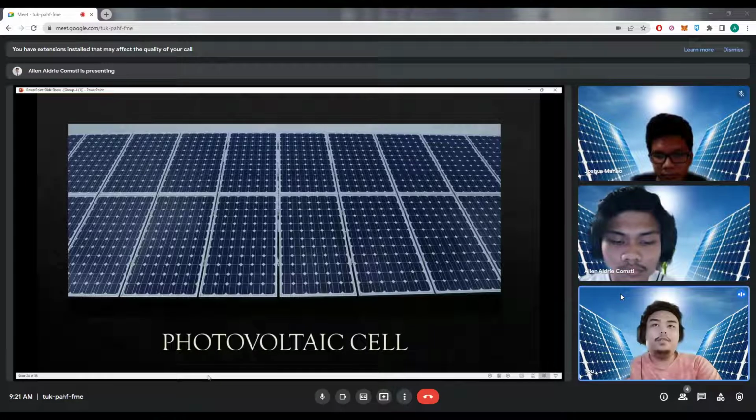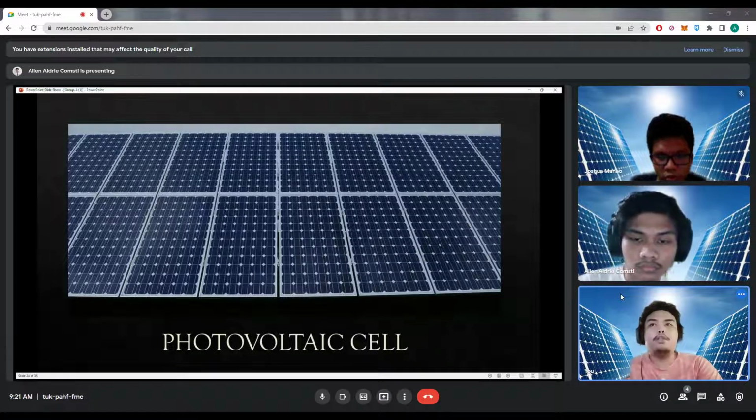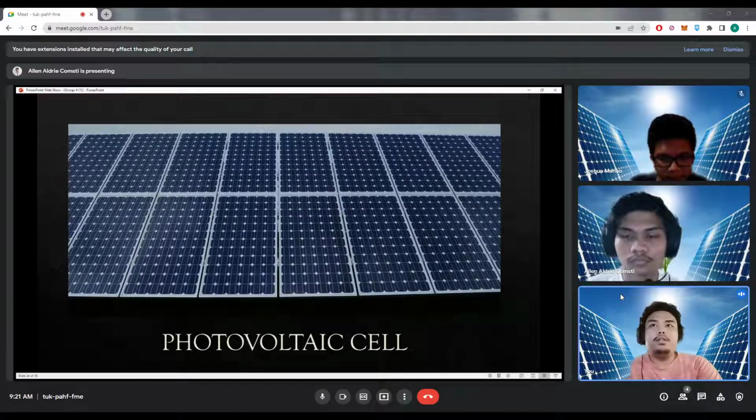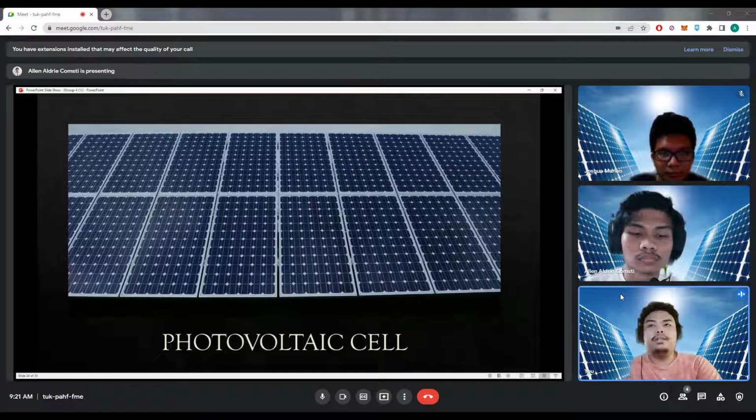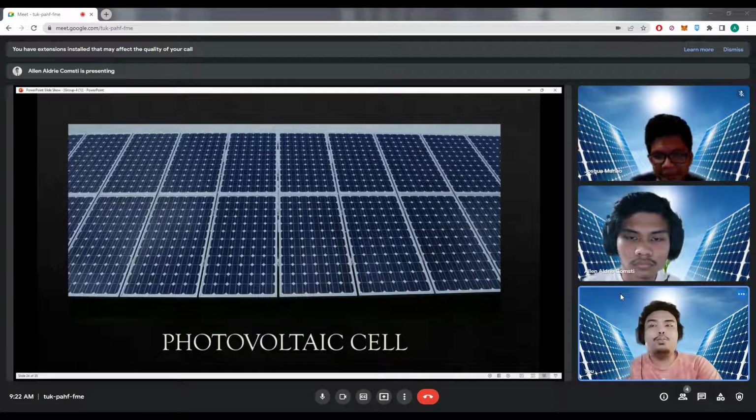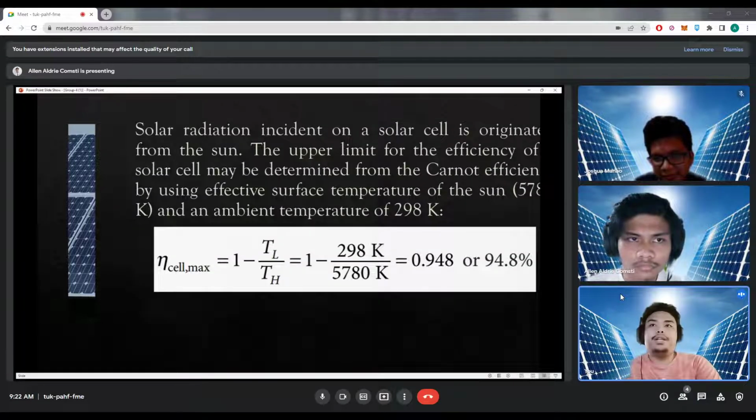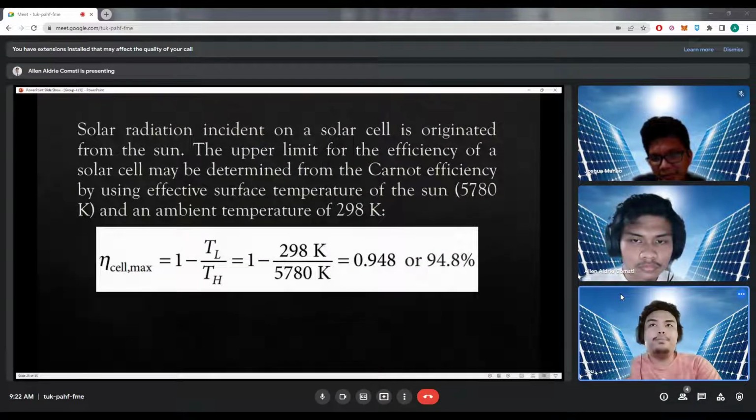The cell involves a p-type semiconductor and an n-type semiconductor. Silicon is commonly used as a semiconductor material in solar cells. The silicon is doped with phosphorus to produce an n-type semiconductor, while it is doped with boron to produce a p-type semiconductor. There is a current density flow at the p-n junction of a solar cell.